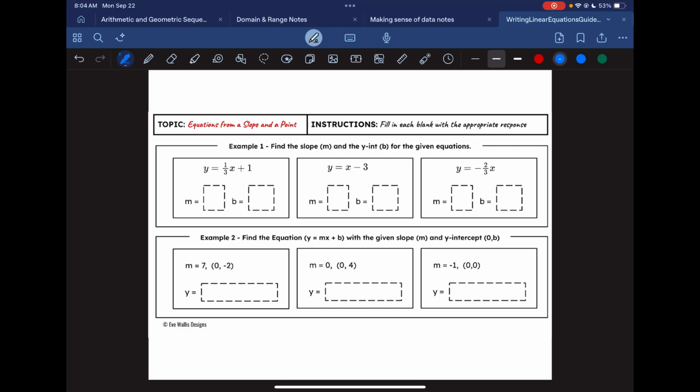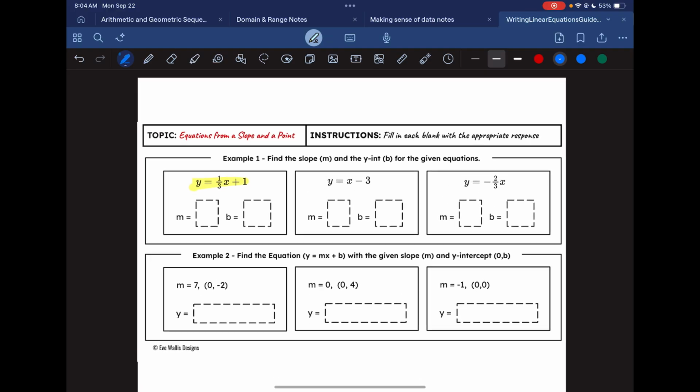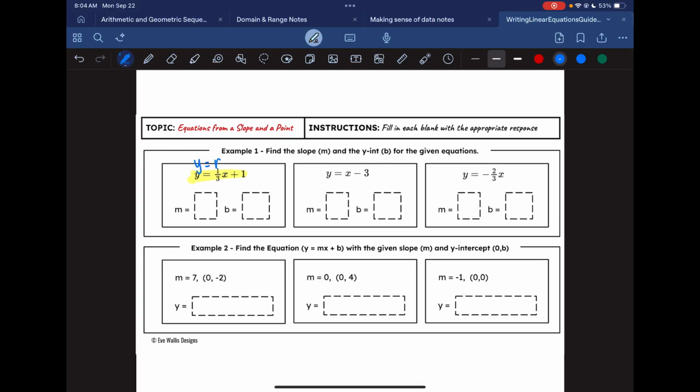All right, in example 1, it says find the slope m and the y-intercept b for the given equations. So they want us to find slope and the y-intercept. For this first one, they gave us y equals 1/3 x plus 1. This is written in slope-intercept form, which is y equals mx plus b. The number in front of x is our slope. So that means our slope for this equation is 1/3, and our y-intercept is 1.